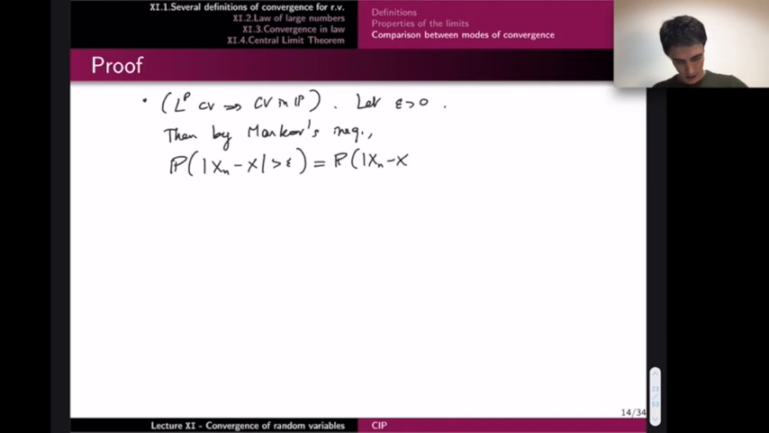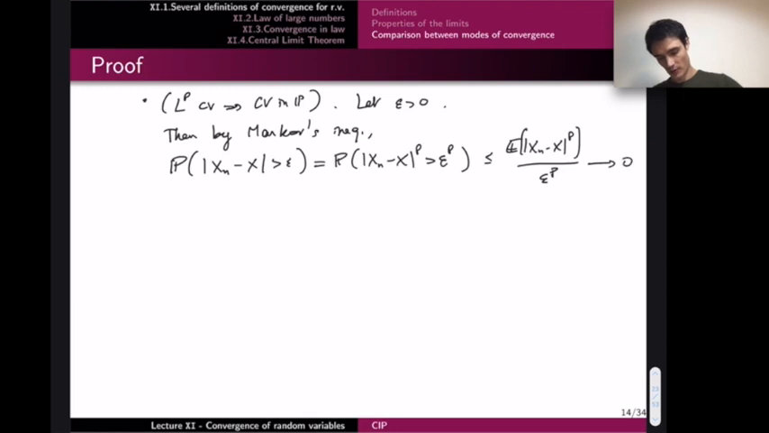So I will say that this is the probability that |Xn minus X| to the power p is greater than epsilon to the power p. Okay, these two things are exactly the same. And now I use Markov's inequality. If you remember well, it goes like this: the expectation of |Xn minus X| to the power p, divided by epsilon to the power p. Epsilon is fixed, I'm letting n go to infinity, and this by assumption goes to 0. So this goes to 0 as n goes to infinity. It's very simple here.